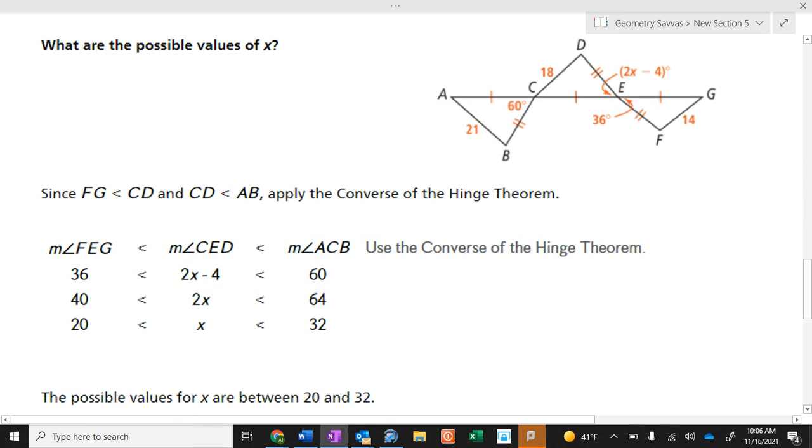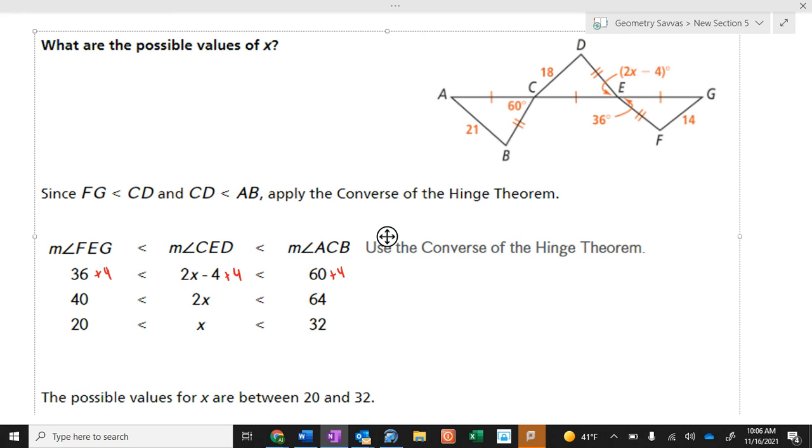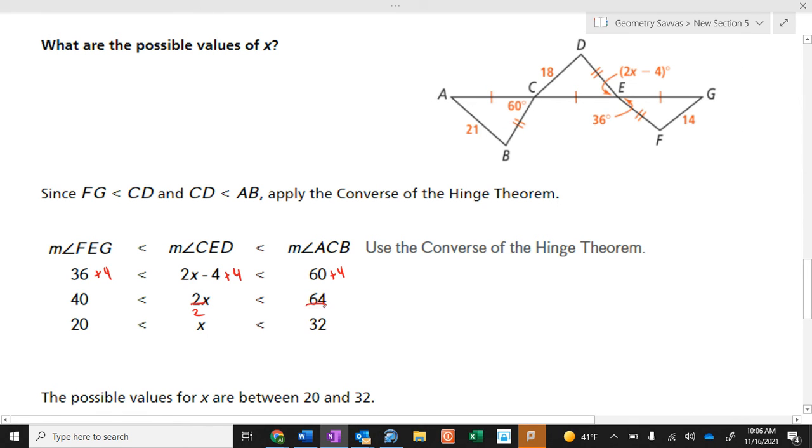So when you have a combined inequality like this, whatever you do to the center, you have to do to all three parts. So 36 is smaller than 2x minus 4, which is smaller than 60. So to get x alone in the middle, we have to add 4. If we add 4 to the middle to get rid of it, we have to add 4 to all three parts. So 36 plus 4 is 40. So 40 is less than 2x, which is less than 64. Now, to get x alone in the middle, we divide by 2. If we divide the middle by 2, we divide all three parts by 2. So 20 is less than x, which is less than 32. So x is in between 20 and 32.